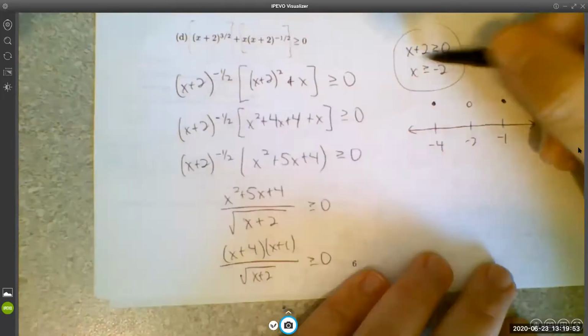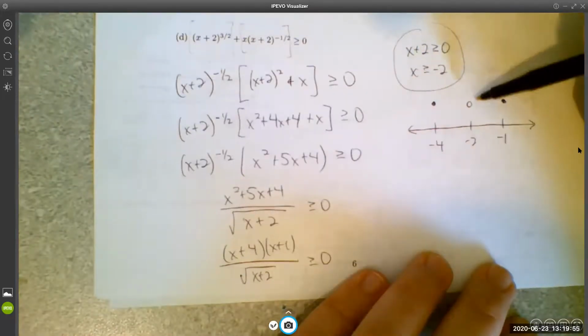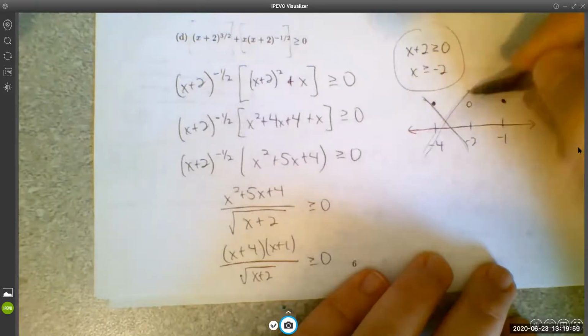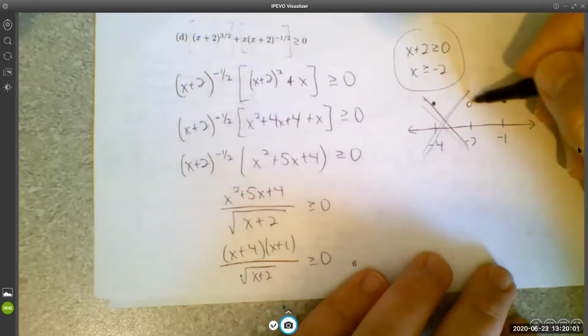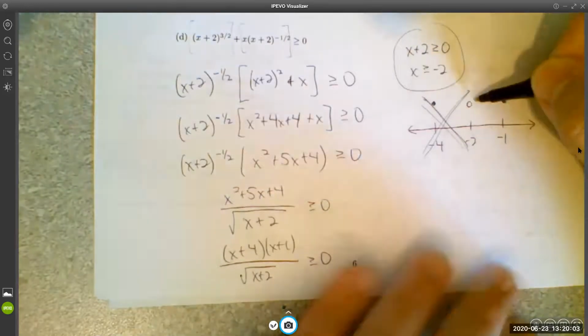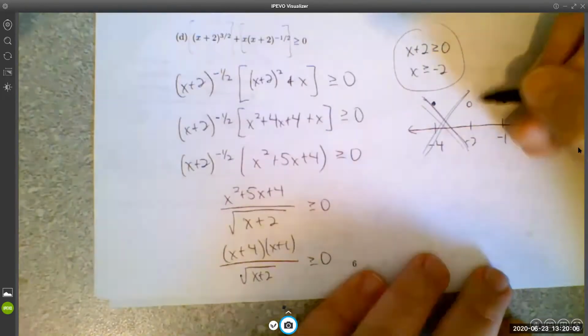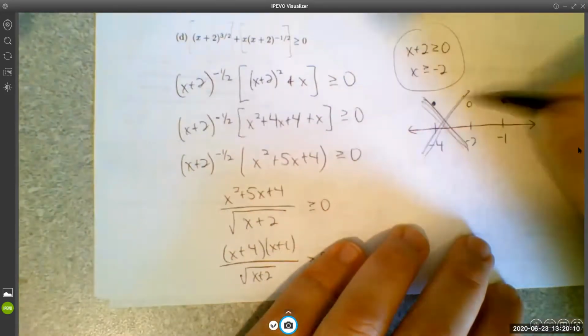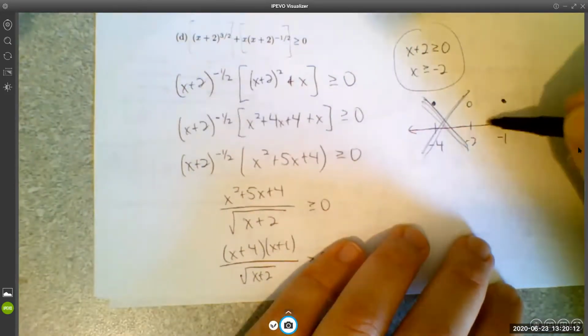But notice that because of this restriction, x needs to be bigger than or equal to -2, we're not even going to take any of this stuff into account. Because x needs to be bigger than or equal to -2, and it can't equal -2, so actually it just needs to be strictly bigger than -2. So I don't even care about this stuff. I'm just going to worry about these regions.